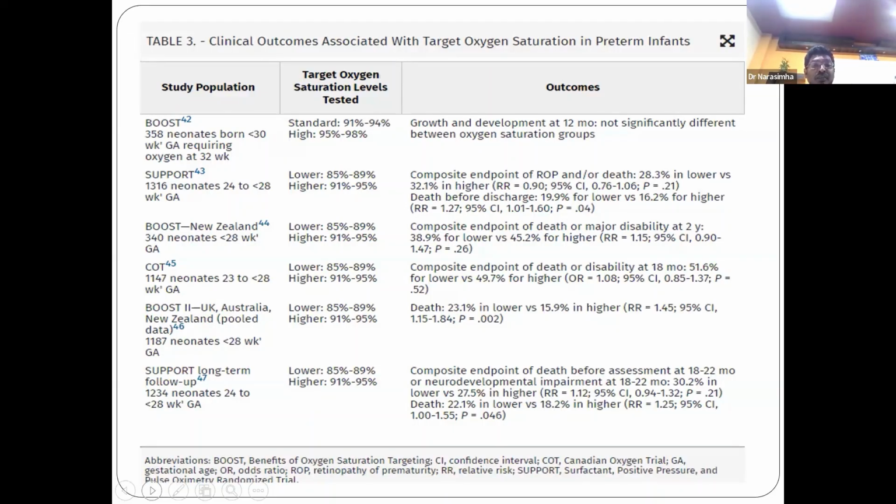If higher levels are maintained, the chance of ROP is much higher compared to when you manage the child with lower levels. This slide I'm going to change; I'll present the group as well. So the BOOST, SUPPORT, and Canadian trials all say that higher levels have a greater impact in decreasing the mortality. That's it. The next slide, please.